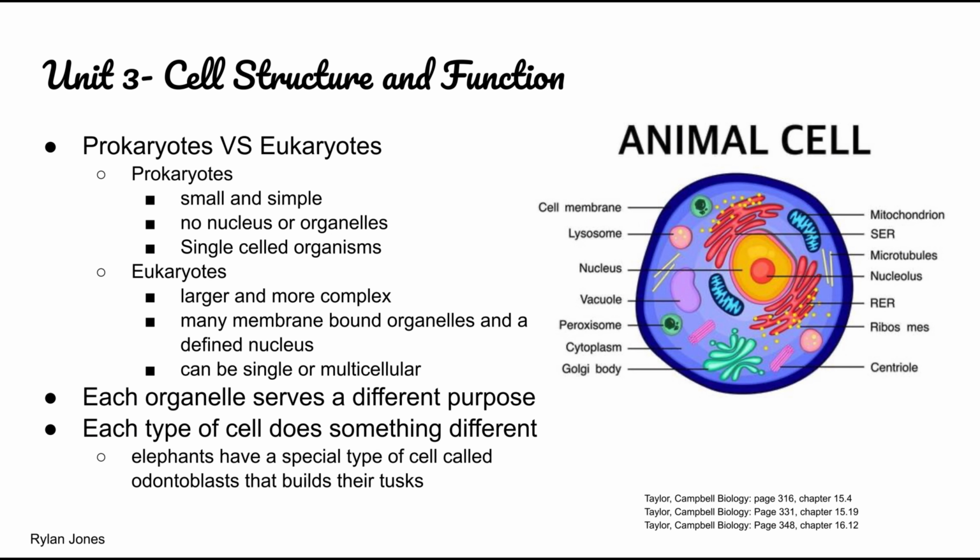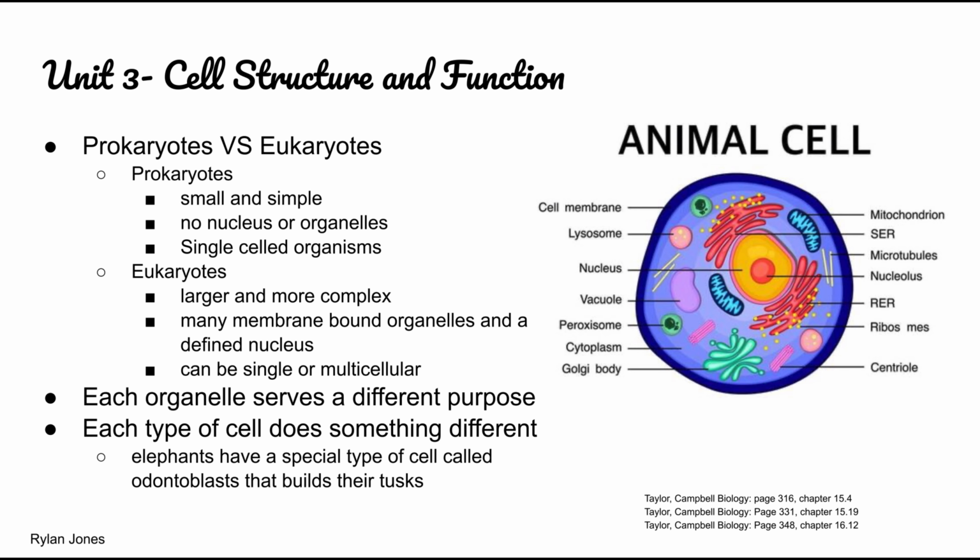Now let's talk about the cell structure and functions. There are two main types of cells: prokaryotic cells and eukaryotic cells. Prokaryotes are small and simple. They don't have a nucleus or many organelles, and they are always found in unicellular organisms. Eukaryotes are larger and more complex. They have many membrane-bound organelles and a defined nucleus, and can be found in both single-celled or multicellular organisms.